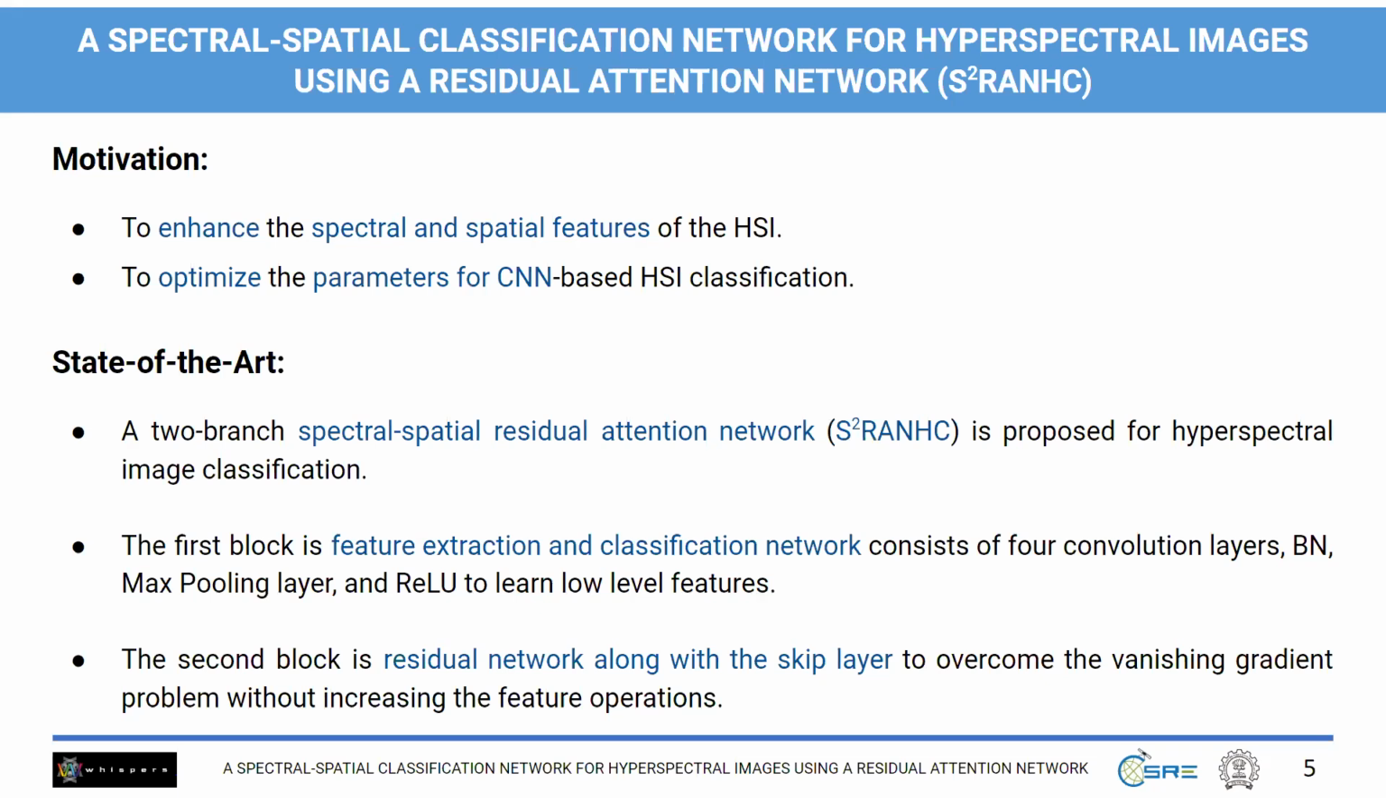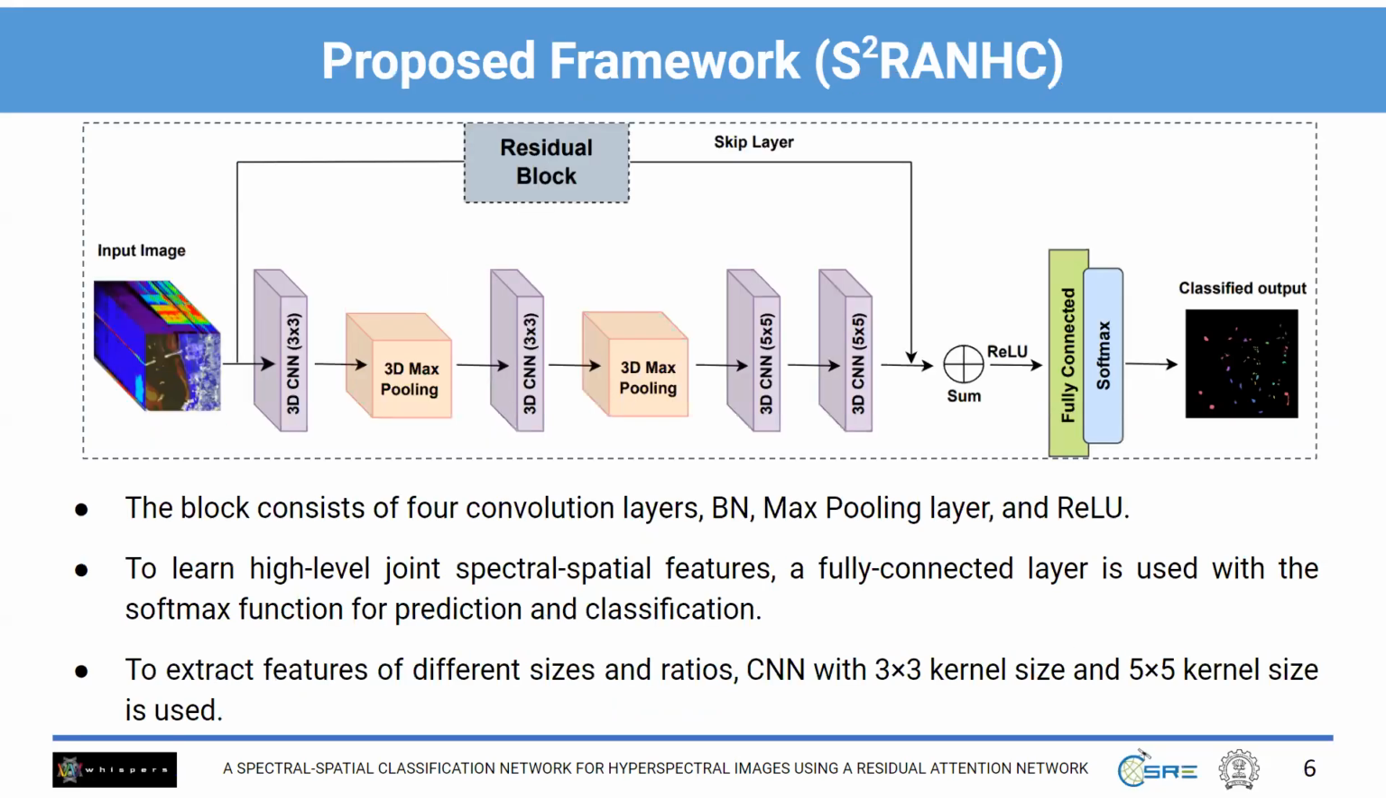In the first block, it's a feature extraction and classification network, which consists of four convolution net layers, BN, max pooling layer, and ReLU to learn low-level features. And in the second block, it is a residual network along with skip layers to overcome the vanishing gradient problem without increasing the feature operation. So this is our proposed framework.